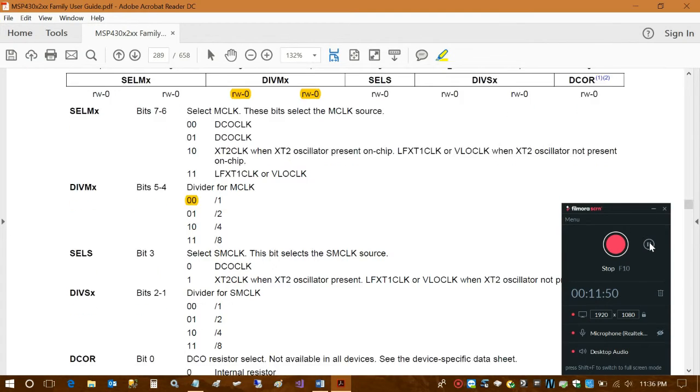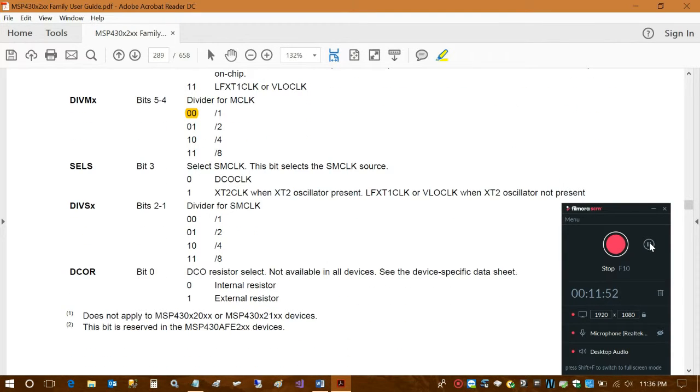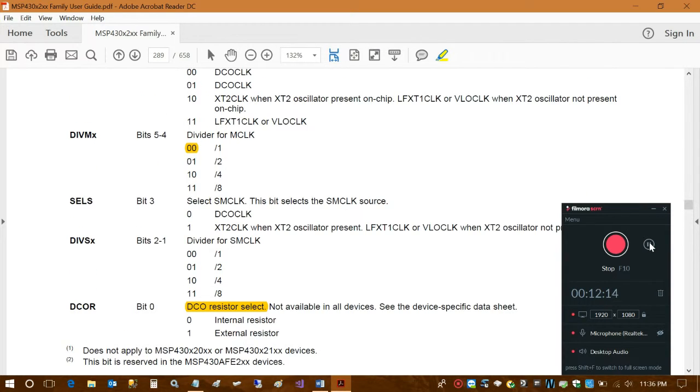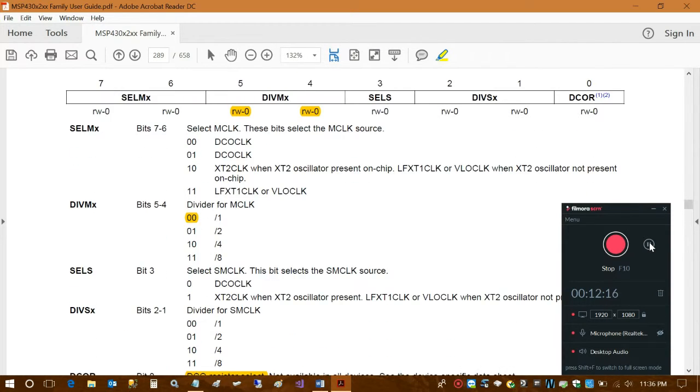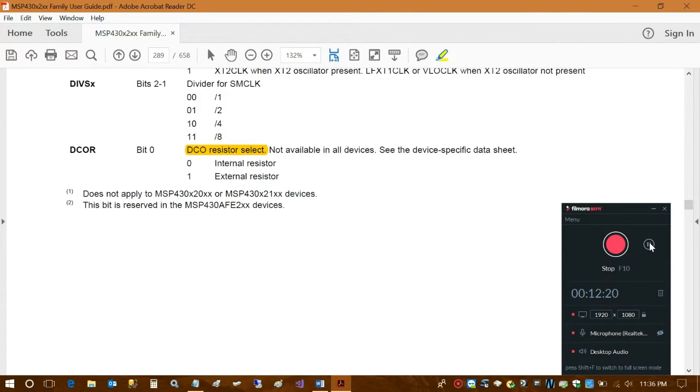The DCOR is an important thing, that is DCO resistor select. This is not available in all devices, that is whether you're using an internal resistor or an external resistor for the DCO, that is digitally controlled oscillator. Usually we always go for internal resistor, so you will see that always the value is defaulted as 0. Nobody wants to select it as an external resistor, right?